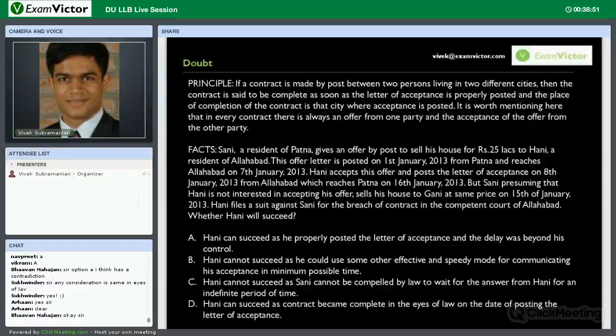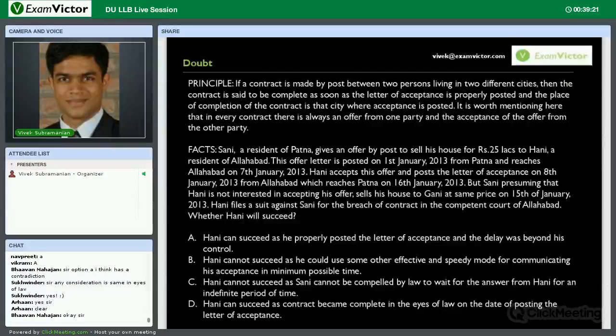And secondly, the place of the contract. It says the place of the contract is that city where acceptance is posted. So just note carefully these two aspects. Completion of the contract as soon as the letter is posted, and the place of completion is the place where the letter is posted. Okay, then it says it's worth mentioning here that in every contract there is always an offer from one party and the acceptance of the offer from the other party.